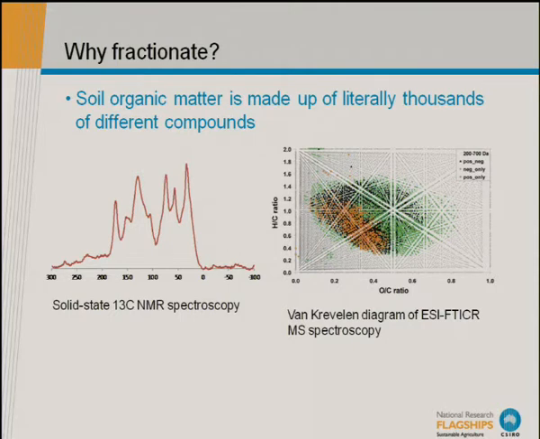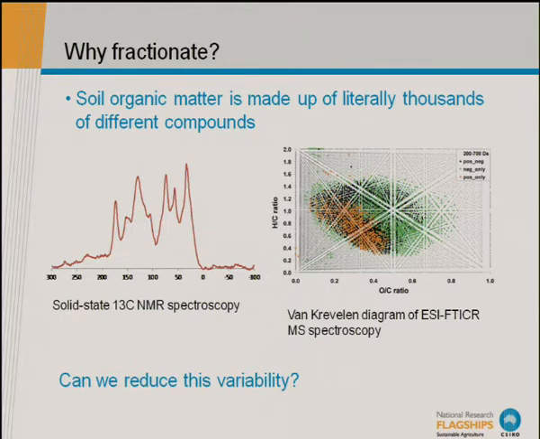And then another example, this is electrospray ionization Fourier transform ion cyclotron resonance mass spectroscopy. Basically it blasts apart organic matter into its individual elements and measures the mass to charge ratio, and you could plot it in this Van Krevelen space, and you could just see there's literally probably 3,000 or 4,000 individual points on that diagram. And so that's what we're really looking at when we're looking at soil organic matter.